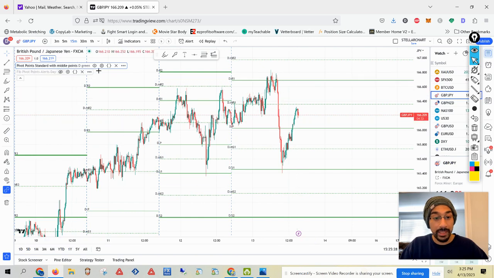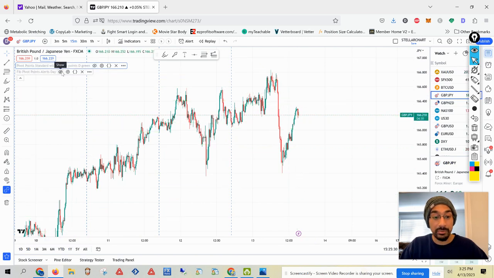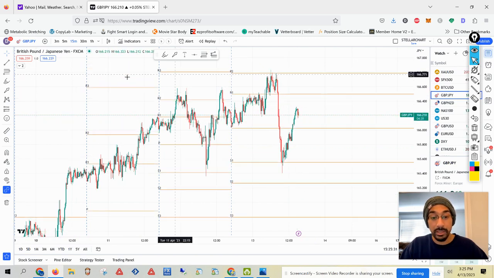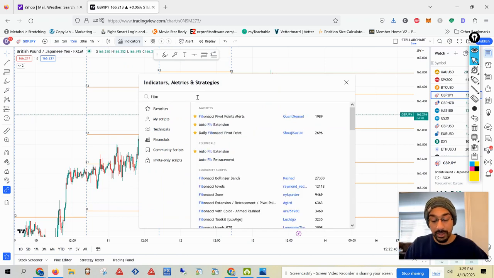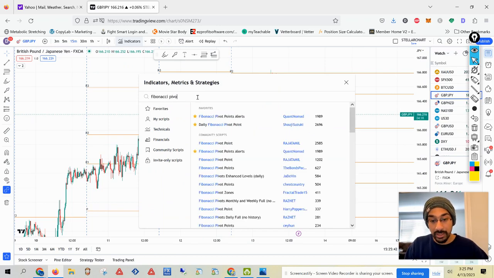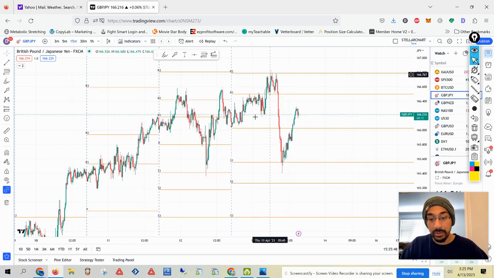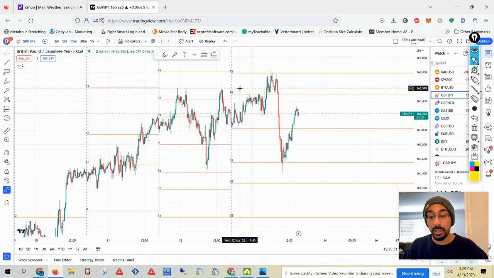And then the other version, it comes in many different versions of calculations. But the other one that's very useful is what is called the Fibonacci pivot point alerts, or just the Fibonacci pivot points. It uses a slightly different calculation than the standard. To find this one, if you start typing Fibonacci pivot points, I like the one by Quant Nomad called Fibonacci pivot point alerts. This indicator works exactly the same way, R1, R2.